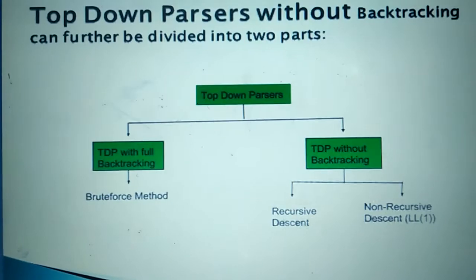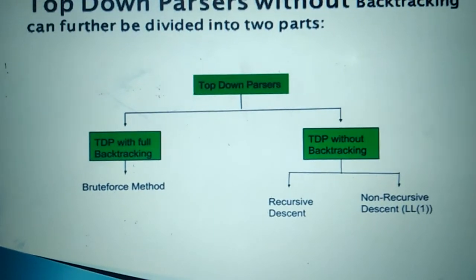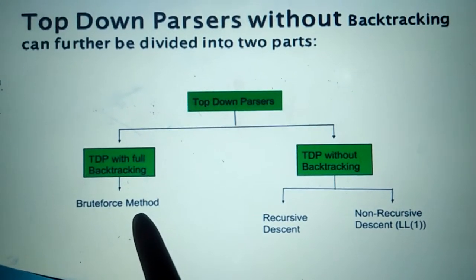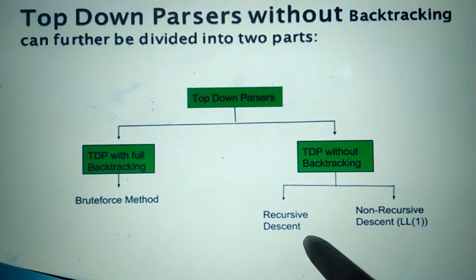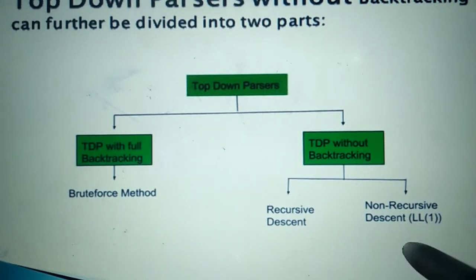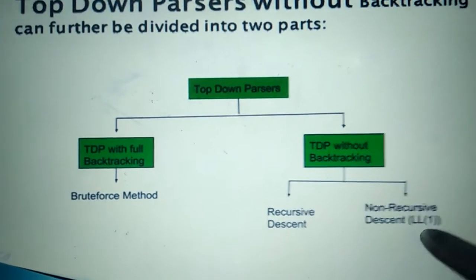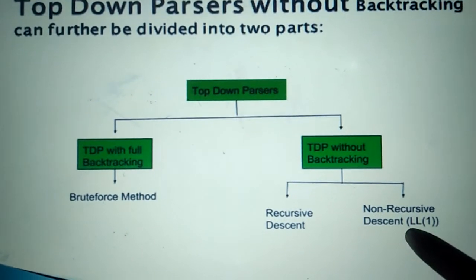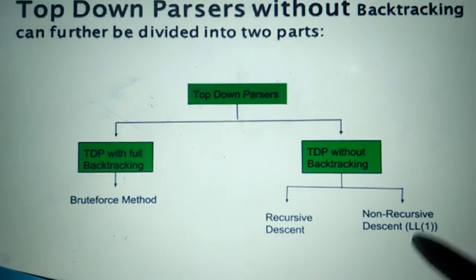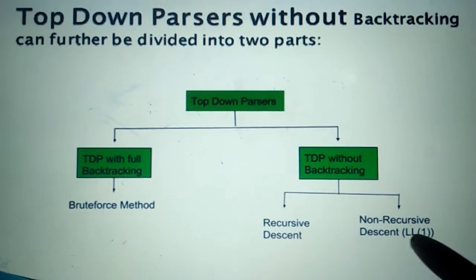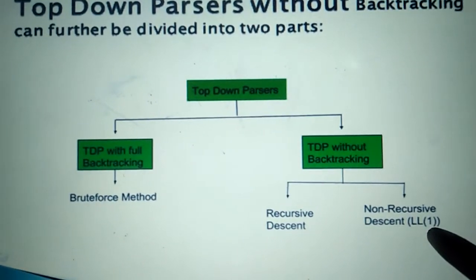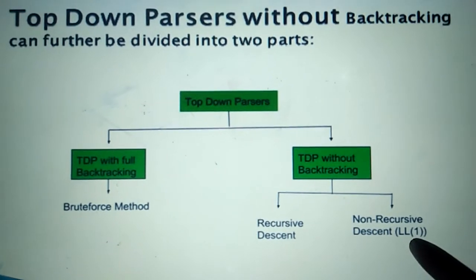So this was the requirement of the LL Parser. For backtracking we have the brute force method, and for non-backtracking we have recursive descent parsing and non-recursive descent parsing, which is the method called LL Parser. Now the first L indicates the input is read from left to right, the second L indicates it produces a left to right derivation, and the small l in the bracket indicates the number of symbols look ahead it has read.